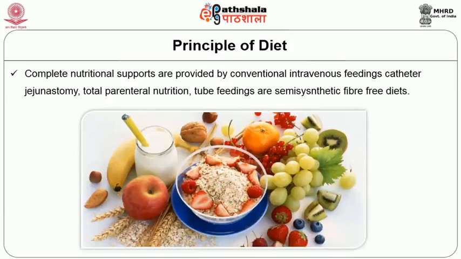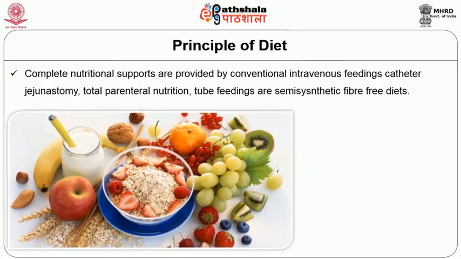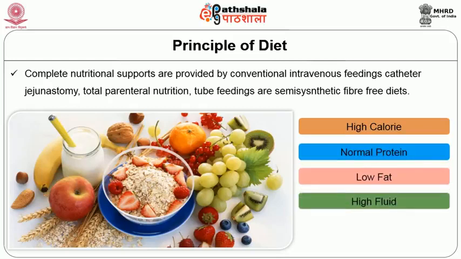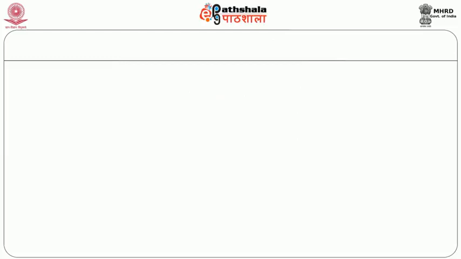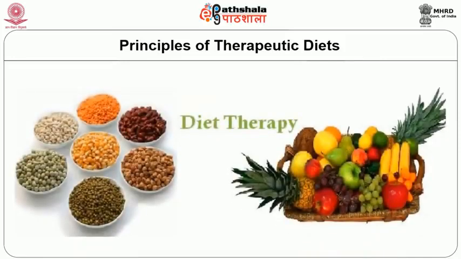Complete nutritional support is provided by conventional intravenous feedings, catheter, jejunostomy, total parenteral nutrition, tube feedings or semi-synthetic fiber-free diets. After subsequent recovery, the diet is planned accordingly, and a high calorie, normal protein, low fat, high fluid, non-residual diet is usually prescribed. And now, when we look into the principles of all these therapeutic hospital diets, there are certain principles that are followed in diet therapy.